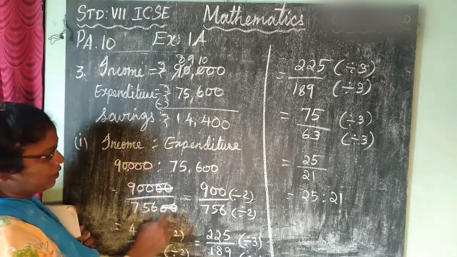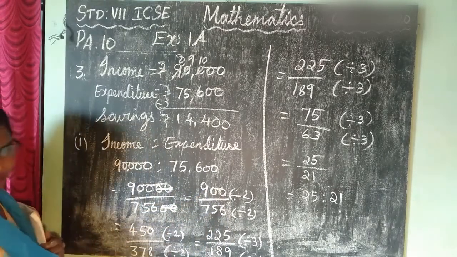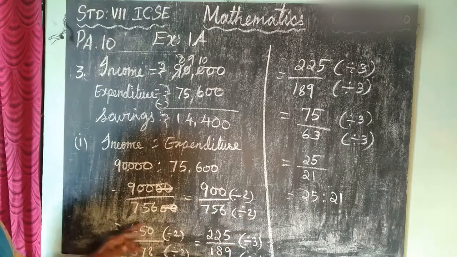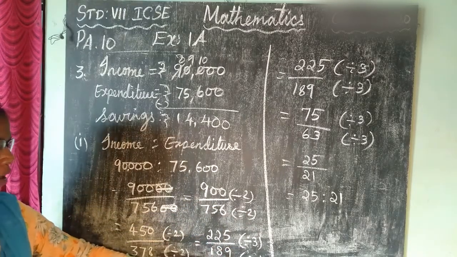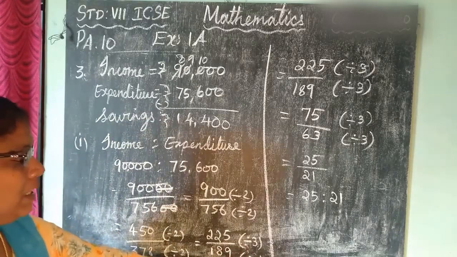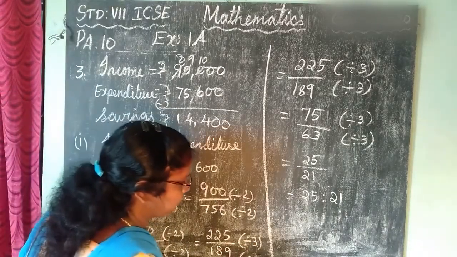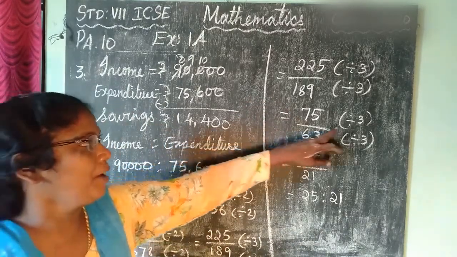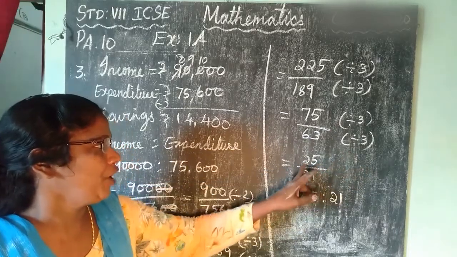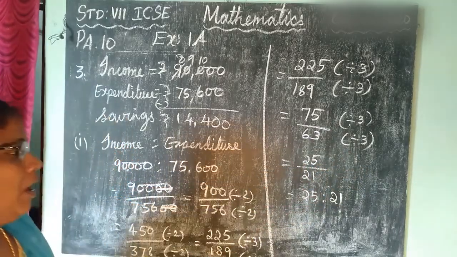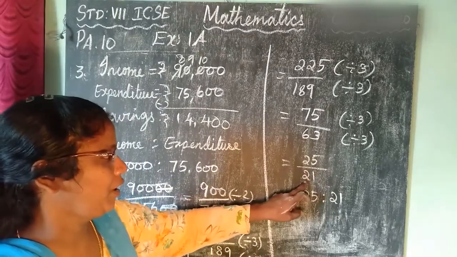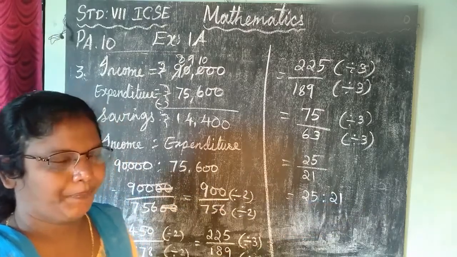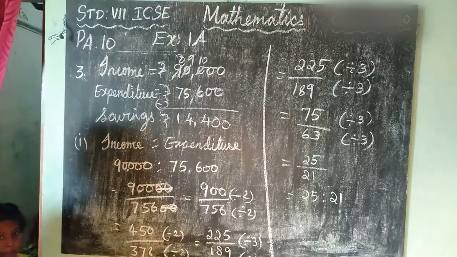So I am writing it as a fraction and dividing. 0 cancels. Then 900 by 756. I am dividing by 2 each. 450 by 378. Again I am dividing by 2. I am getting 225 by 189. This one I am dividing by 3. Both I am dividing by 3. When I divide by 3, I am getting 75 by 63. Again I am dividing by 3. When I divide, I am getting 25 by 21. Since I don't have any common factor between 25 and 21, I am taking it as the answer, that is 25 is to 21. Understood, children? Okay.